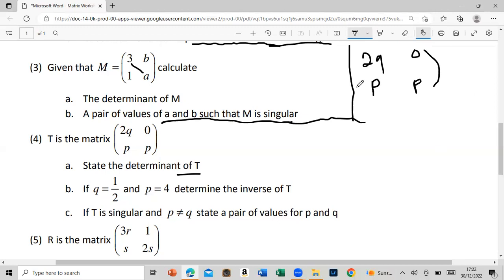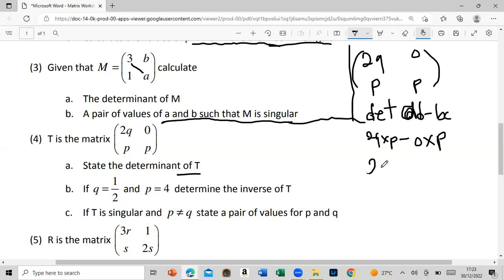It says find the determinant. We normally write DET for the determinant. And as we say, it's AD minus BC. So here, A is 2Q times P minus 0 times P. That's it.